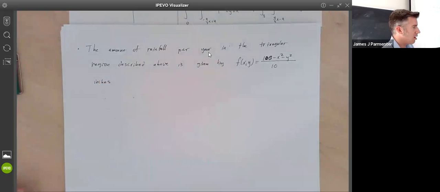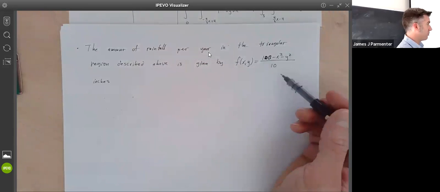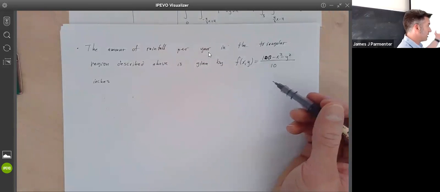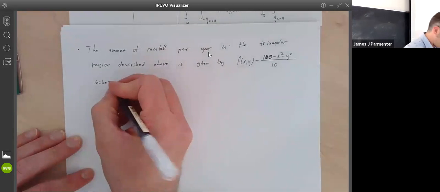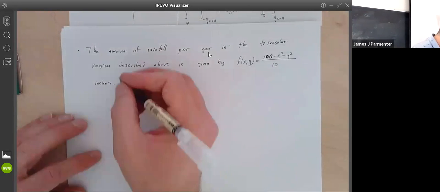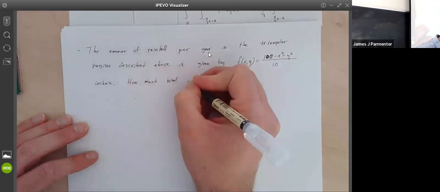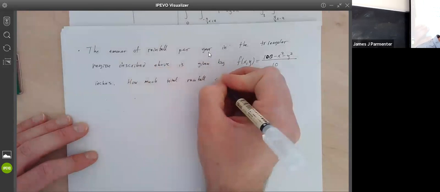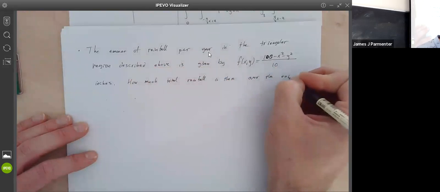So if we know what x and y are, we know how much rainfall we got in a given year at a particular point in inches. If x was 1 and y was 1, we're getting 98 over 10, so 9.8 inches of rainfall at that particular point. So what we're going to first calculate is the total rainfall. How much total rainfall is there over the entire region?